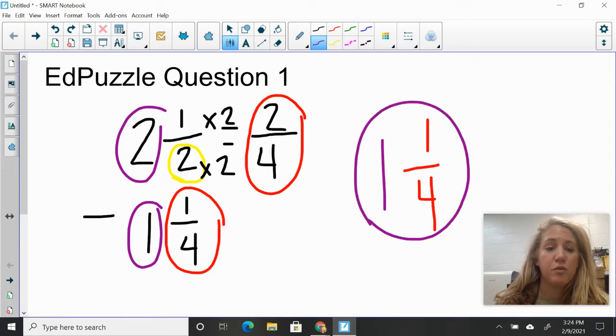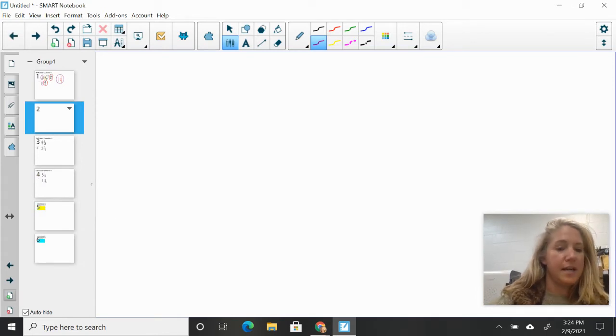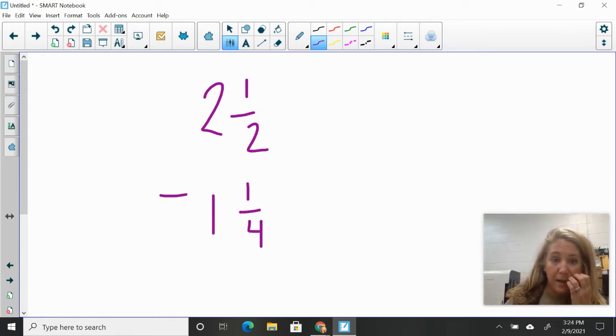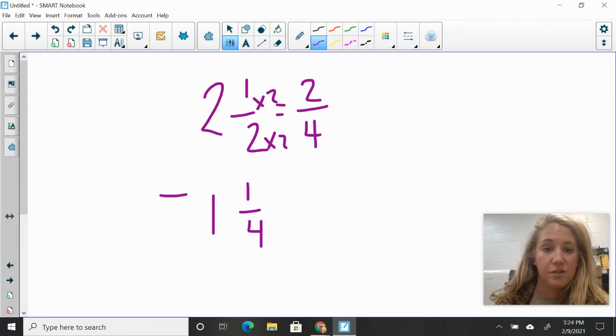Now, if you converted these into improper fractions and then subtracted, you need to make sure that you are putting them back into mixed numbers. So for example, let me add a page here. If I were to say 2 1/2 minus 1 1/4, right now it's the same problem. They have unlike denominators, but I need to make sure that they have like denominators. So I'm going to do the same thing, and 2 1/2 is equivalent to 2 2/4.